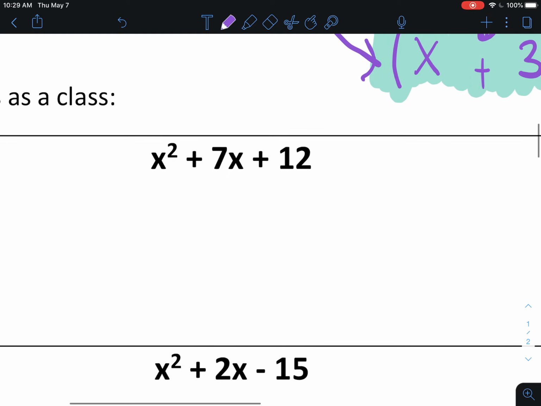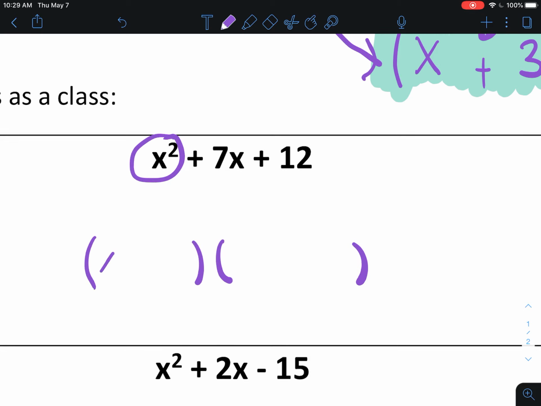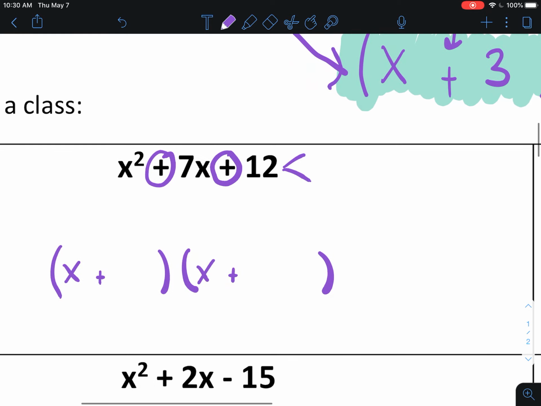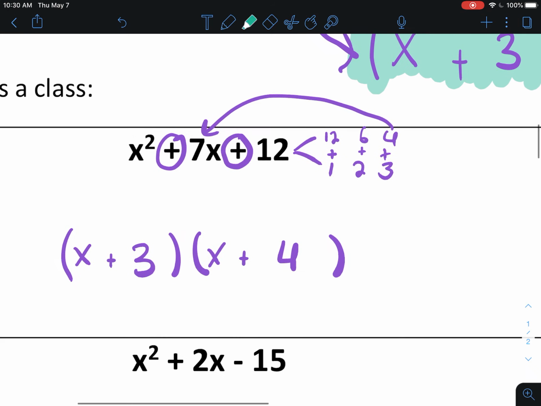So here we are. We start with our two sets of parentheses. In this case, it's always going to be x and x for our first homework. So you don't need to worry about anything. It's always going to be x and x there. The next thing we need to do is this is positive, so it means our signs are going to match. So positive and positive. I know that they're both plus because of the plus in the middle. And then my factors of 12. We have 1 and 12, 2 and 6, 3 and 4. Which two of these add together and give us 7? Well, 3 plus 4 gives us 7. So then this would be our answer.